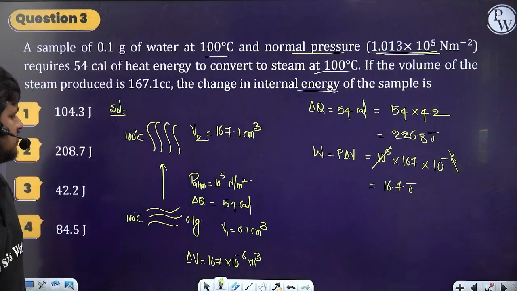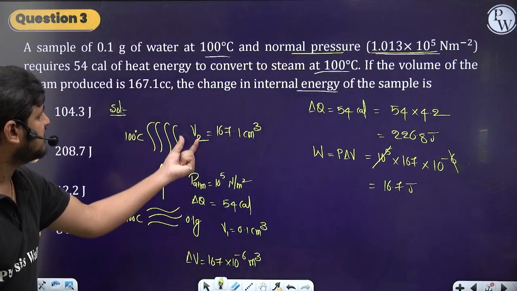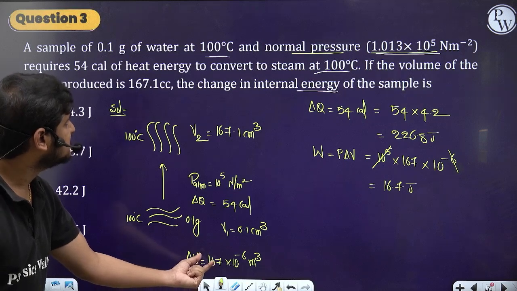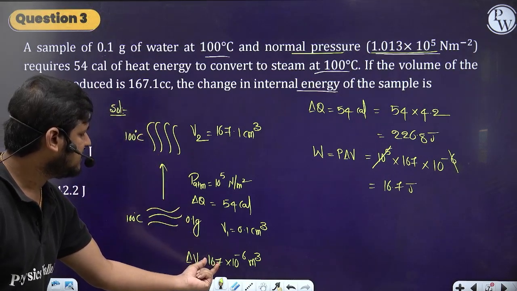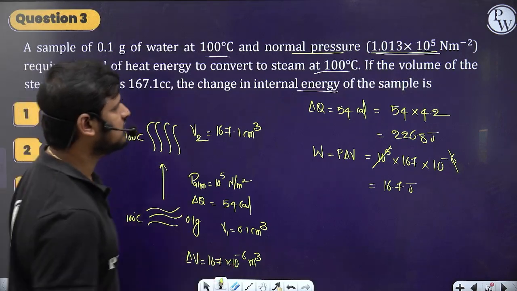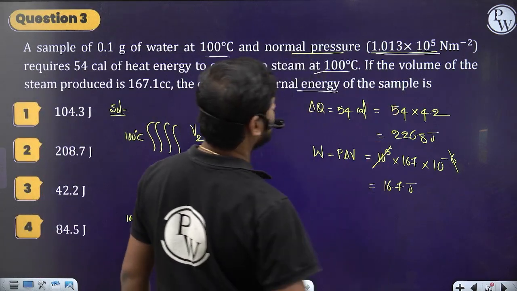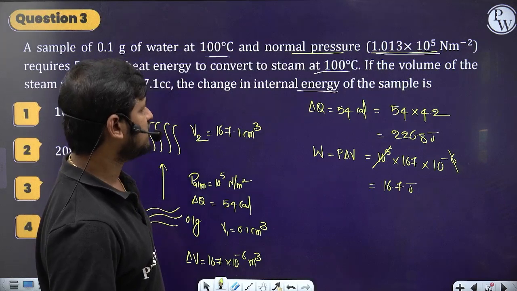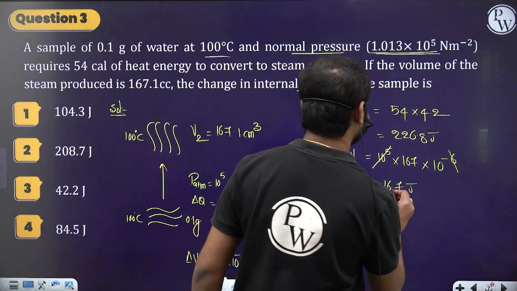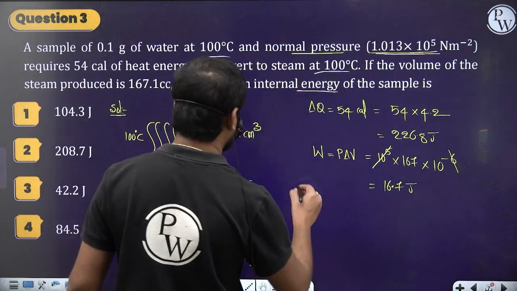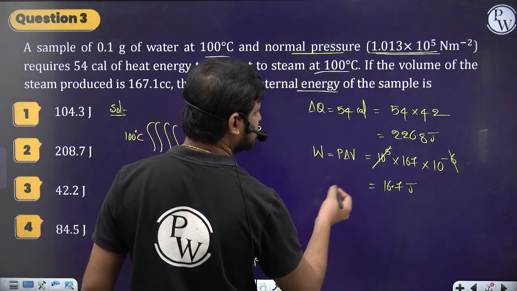Right? Clear? This delta V is in centimeter cube only, right? So 167, correct? Yes, 167 into 10 to the power minus 6. And the pressure is 1.013 into 10 to the power 5. So here 10 to the power minus 1 will be left. So 16.7. Yes, fine.